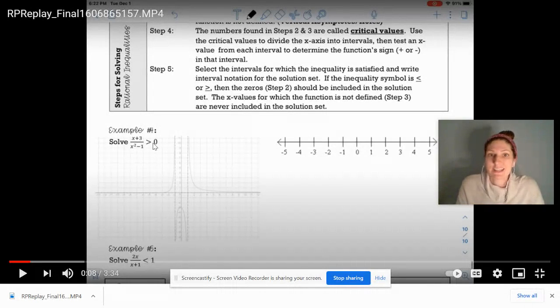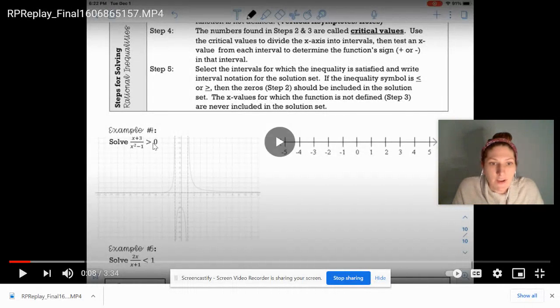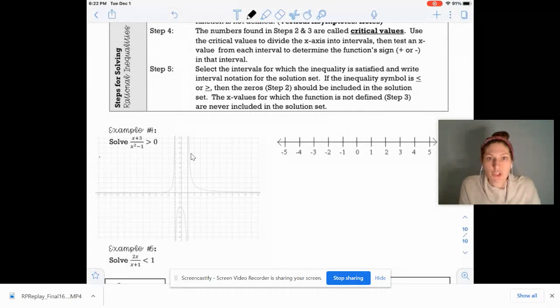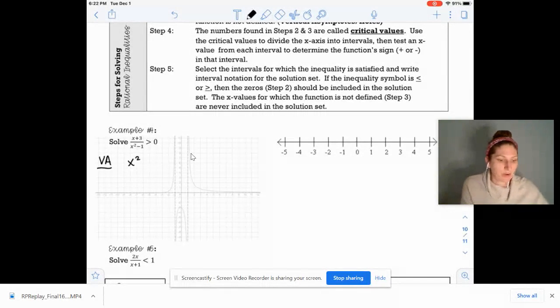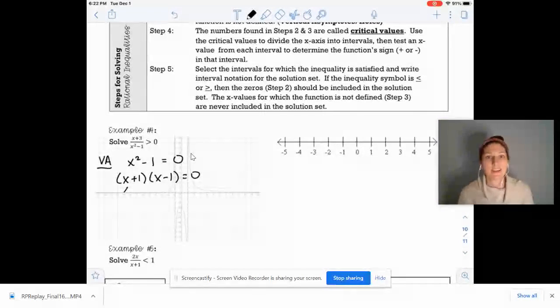What you want to do next is find those critical values. Find the vertical asymptote, or there could be more than one, find those x-intercepts, and find those holes if there are any. So let's find the vertical asymptote first. We're going to set the denominator equal to 0. It happens to be a quadratic, so we know we're going to have to factor it. Difference of 2 squares is our factoring case. So x plus 1 times x minus 1. You want to set each factor equal to 0.